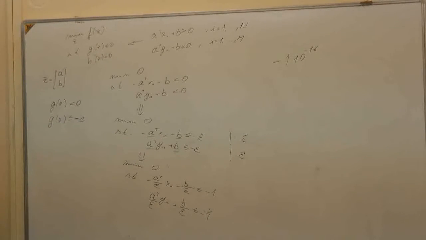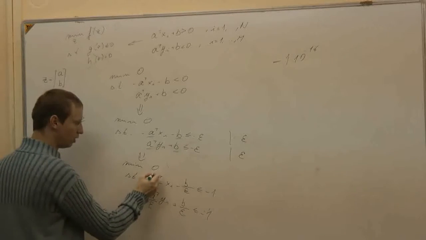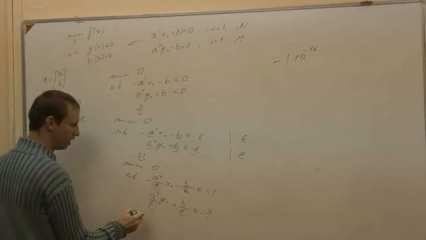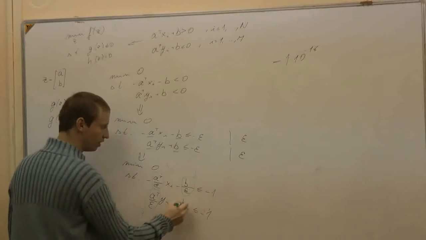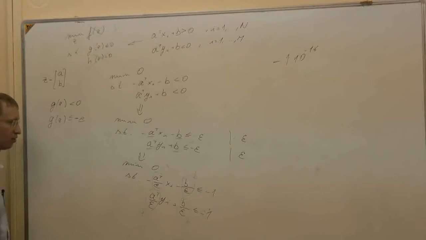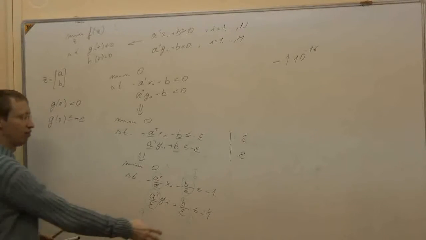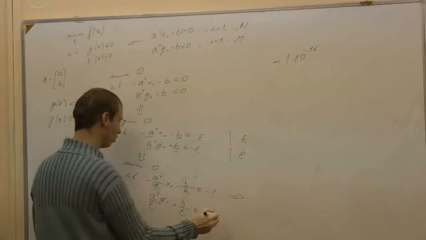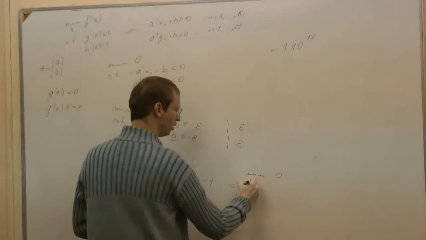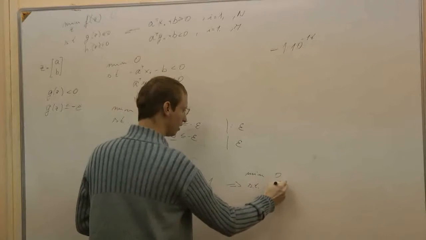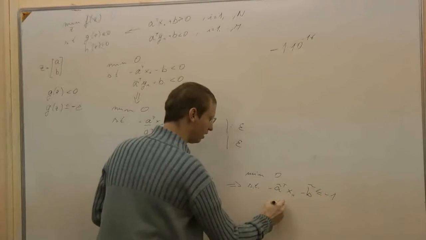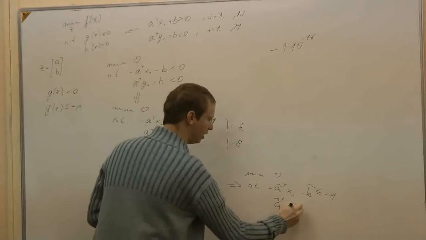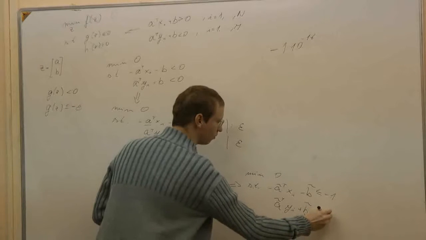Okay? And here the point is that we will denote this as the new optimization variable. We will call it A tilde. And this would be the new b that we will be optimizing, so this would be b tilde. And the final version of the problem that we are going to solve is minimize 0 subject to minus A tilde transposed xi minus b tilde less than minus 1, and here A tilde transposed yi plus b tilde less than minus 1.